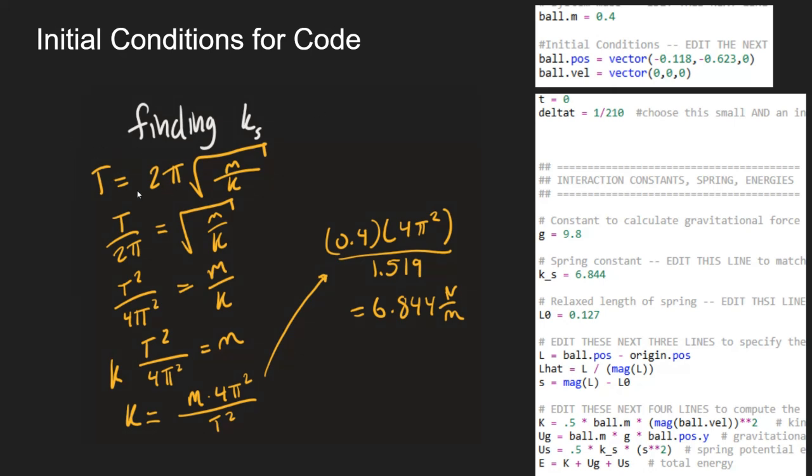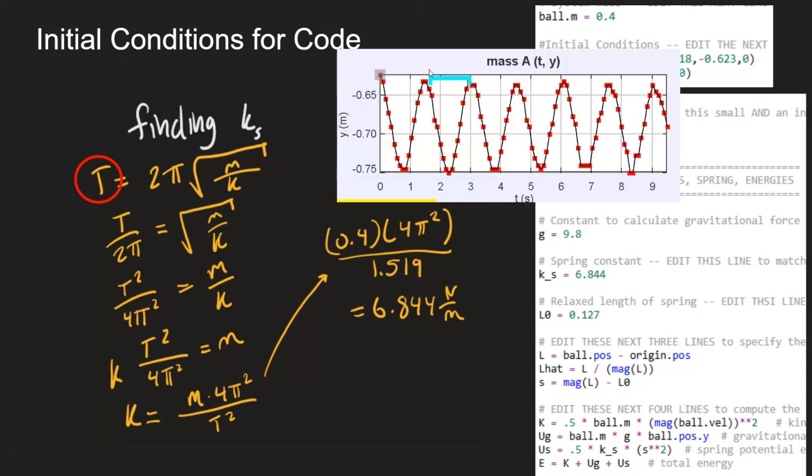Finding K, this oscillation period formula is important. You manipulate it to find K. You may be asking, how do I have T? The way I have T is I just observed, and I found the average time it took to get to each peak here for Y, and I could have done it for X, and it was about 1.519 seconds. So plugging this all in, I got this number right here.